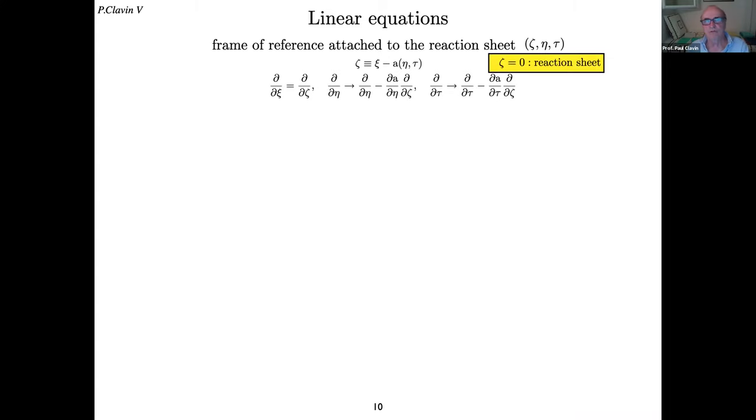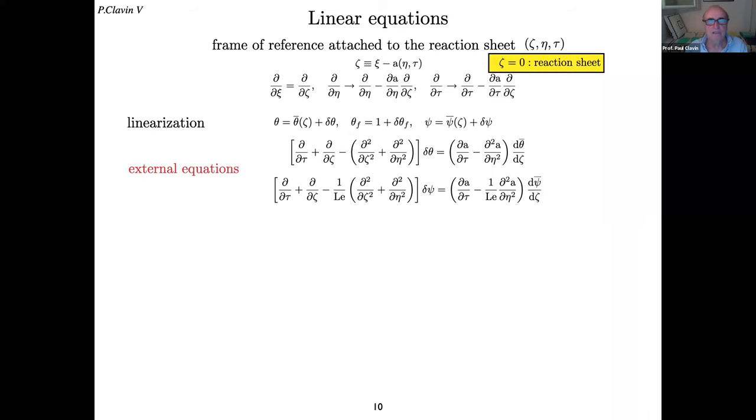And now you have to solve the preheated zone in the reference frame attached to the reaction sheet, which is shifted by the amplitude of the wrinkle. So this is a little bit more sophisticated. You use the change of variable and you linearize. Here are the external equations that you have now to solve. You can recognize easily each term.